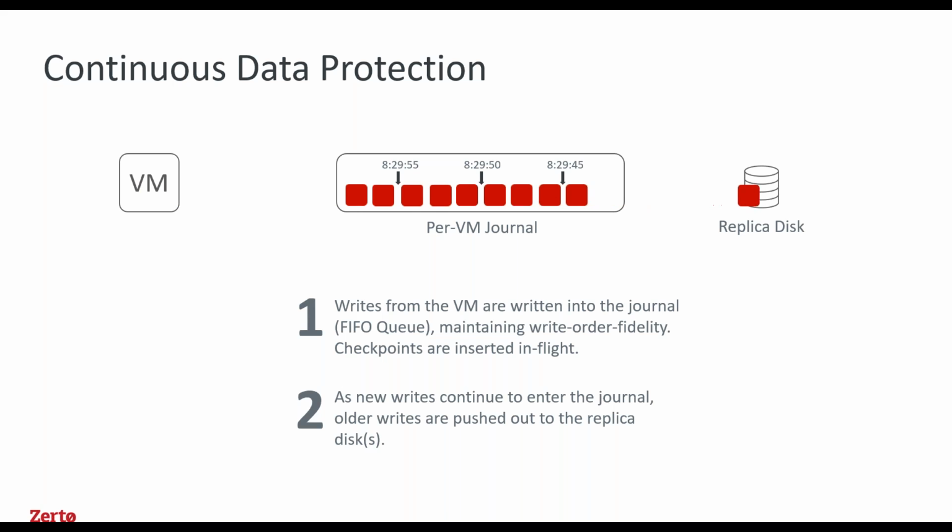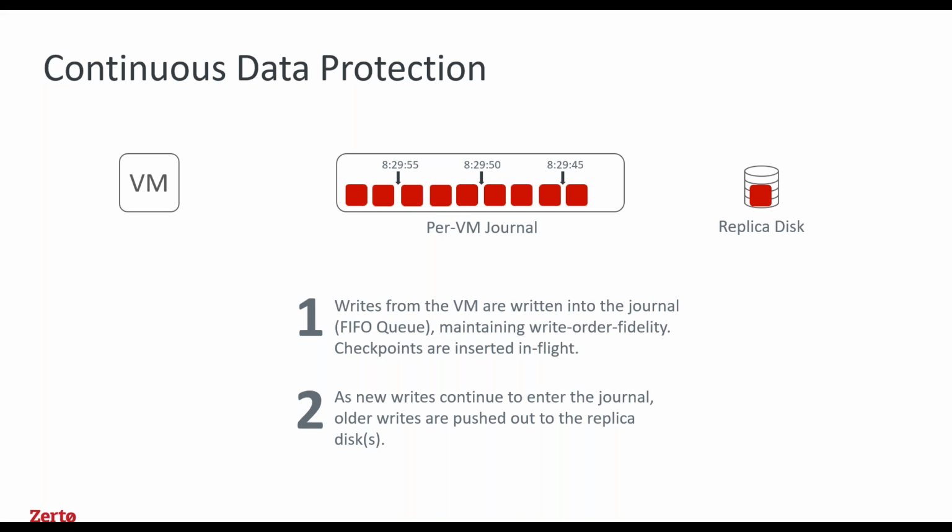Those checkpoints are then used for recovery points in time. So our RPO is going to be 5 to 15 seconds, depending on the WAN requirements and bits and pieces like that. But 5 to 15 seconds of RPO. And then as new writes are going into the journal, the old writes are pushed out to the replica disk. So then new writes and new checkpoints can be taken. And we just do that constantly. Every time a write's taken, we're doing that constantly.